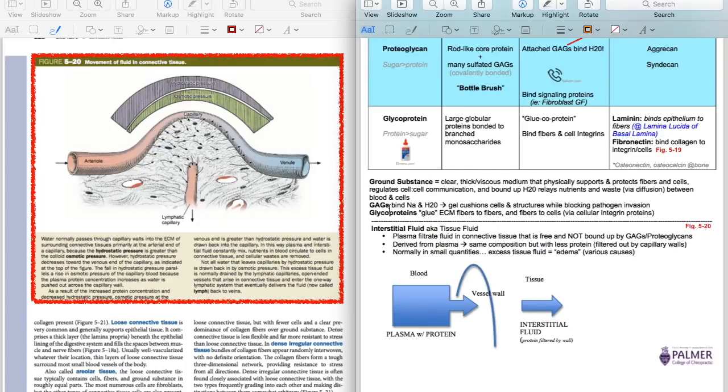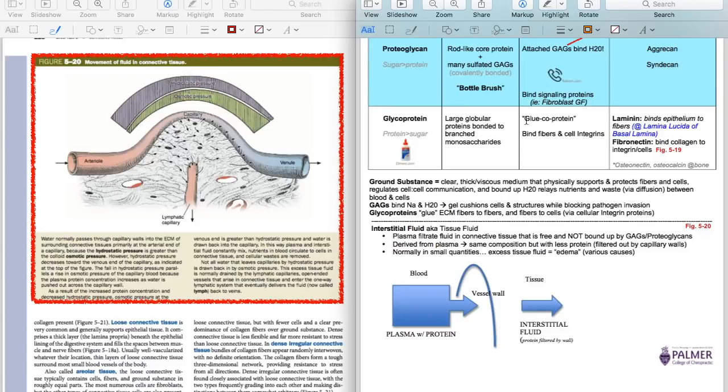And specifically GAGs that bind up electrolytes and water make this a thicker type of gel that will cushion, make a waterbed kind of, right? While binding up all this water, can also help block pathogen invasion. And then glycoproteins are the glue that glue fibers to other fibers and fibers to cells. And integrins are just integrating the inside of the cell with the outside of the cell, like we just talked about.